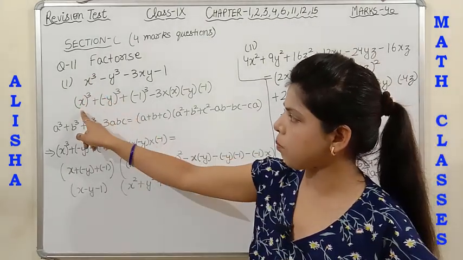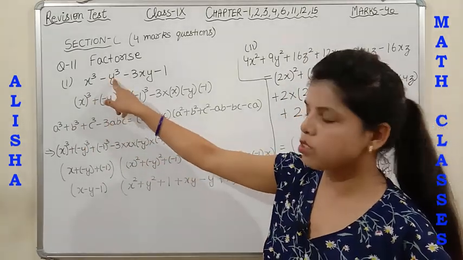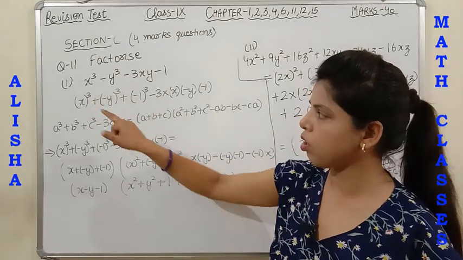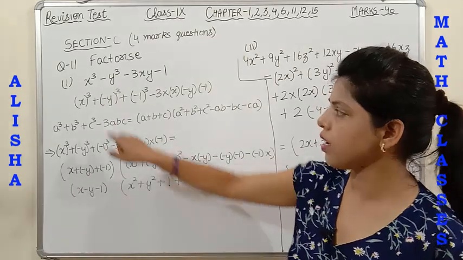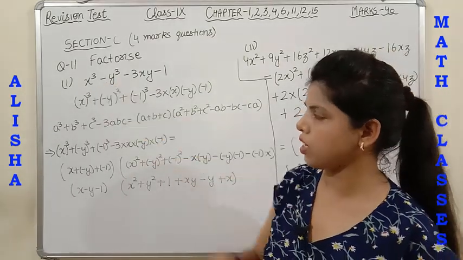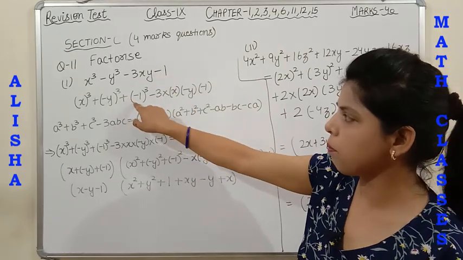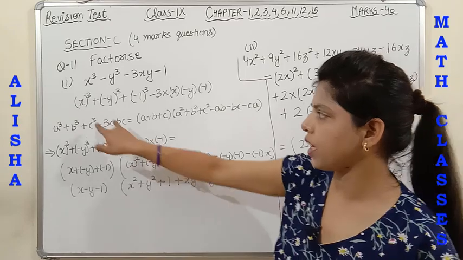X cube can be written as x raised to power whole cube. Minus y cube is there, so we can write plus into minus y whole cube, because minus y whole cube will become again minus y cube. Similarly, minus 1 can be written as plus into minus 1 whole cube. You will be able to know further why I am writing like this.